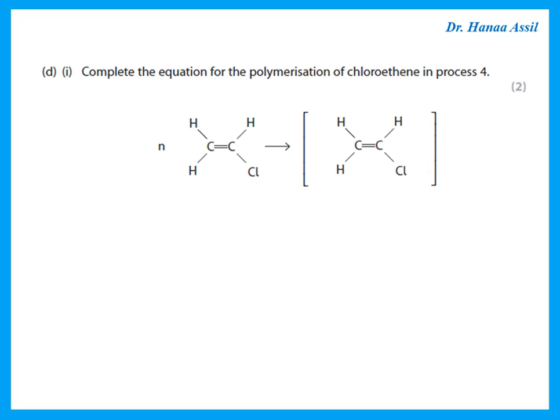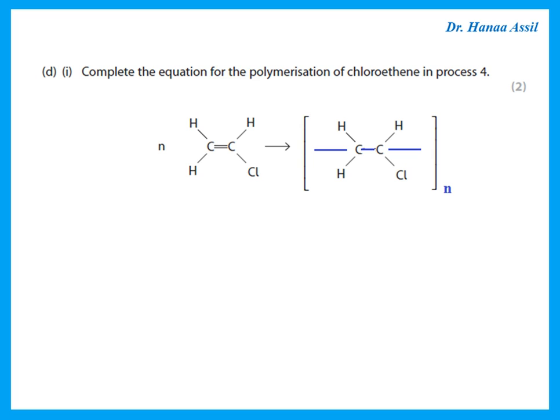Now, if I am forming a polymer, how do we draw the polymer? Remember, I'm starting with a double bond in the middle. I will end up with a single bond instead of the double bond, and then I have a bond on both sides to join them to other molecules like them, and all of this is repeated n times. So this is how you draw the polymer from the monomer.